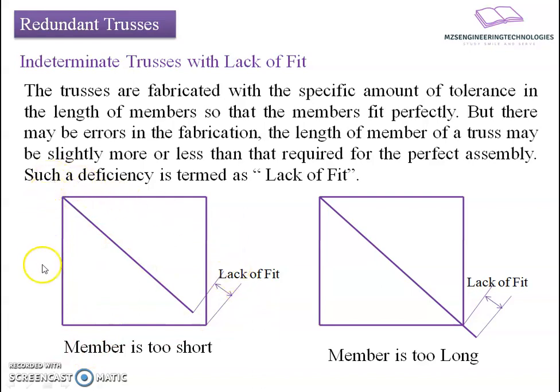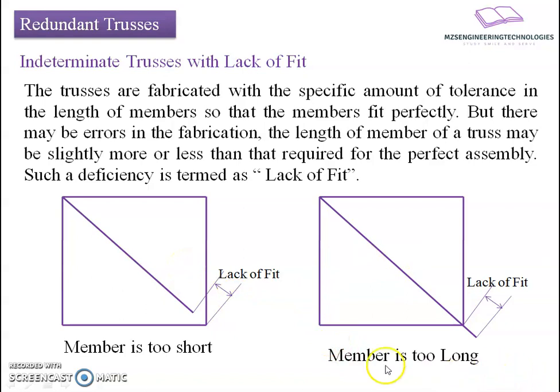Let's talk about the lack of fit due to shortness in length, as shown in the left-hand side figure. It shows that the member is too short, meaning the member has a length which is less than the required one. What will happen if this deficiency arises in a truss? The fabricator will try to assemble the member at the required position by stretching it, thereby introducing initial tensile stress in the member. Since the member is connected on either end with other members in the geometry, the other members will be subjected to compression to get adjusted in the given geometry. Thereby, the truss is subjected to additional stresses prior to the application of the external load.